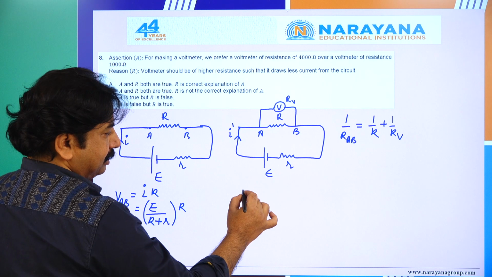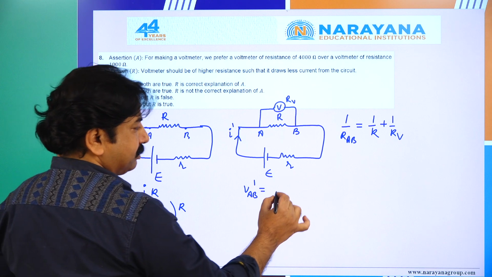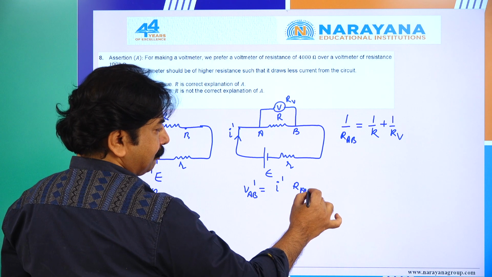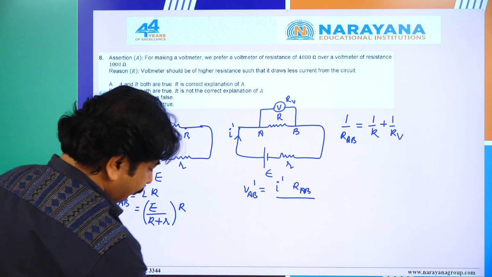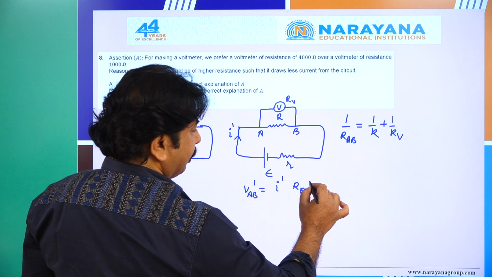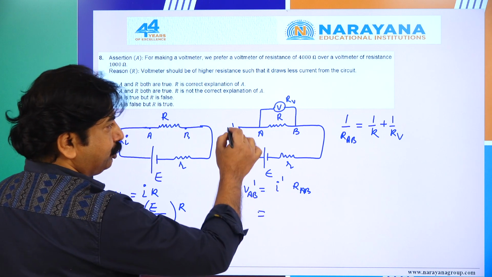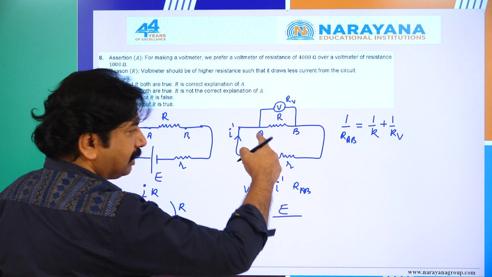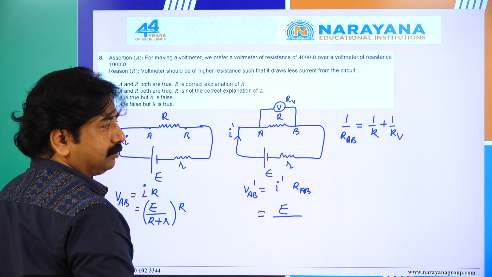Moreover, we can write V across AB dash. Now the potential difference across AB dash becomes I dash into R across AB. But what is I dash? I dash is nothing but the new current flowing through this one. This is nothing but E by the total resistance in the circuit. This combination again is parallel to this one only.